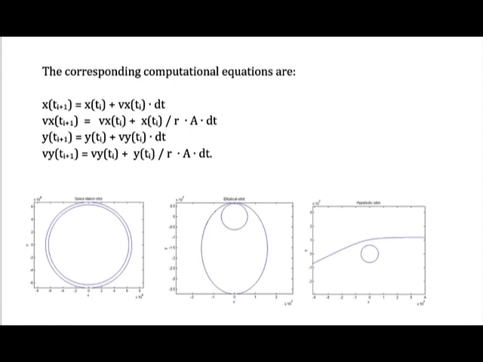The first graph shows the space station orbit. The program graphs the trajectory and then adds an outline of the Earth to the graph for reference. The second graph shows an elliptical orbit, and the third a hyperbolic trajectory of a comet.